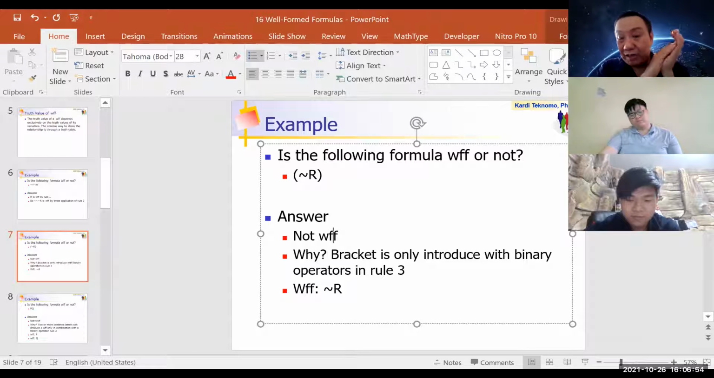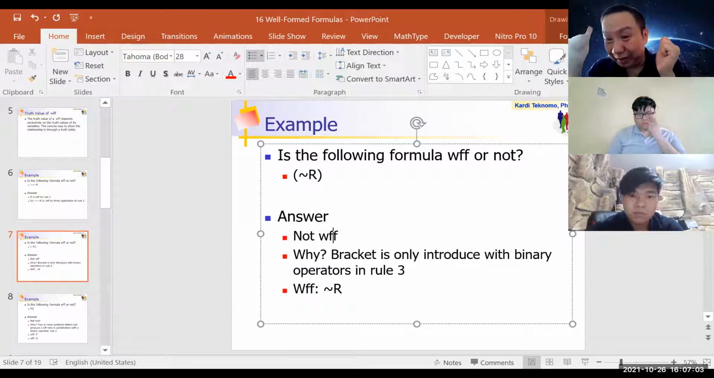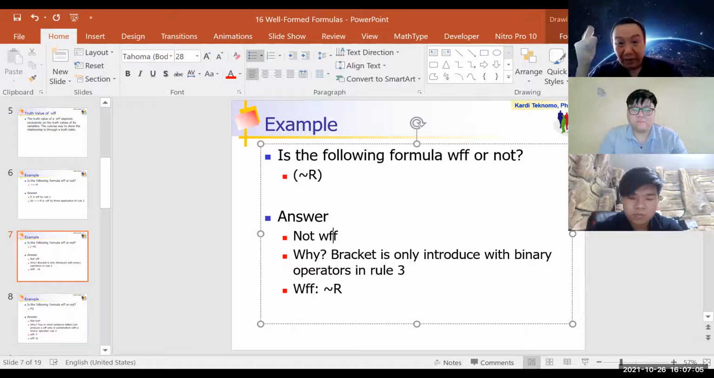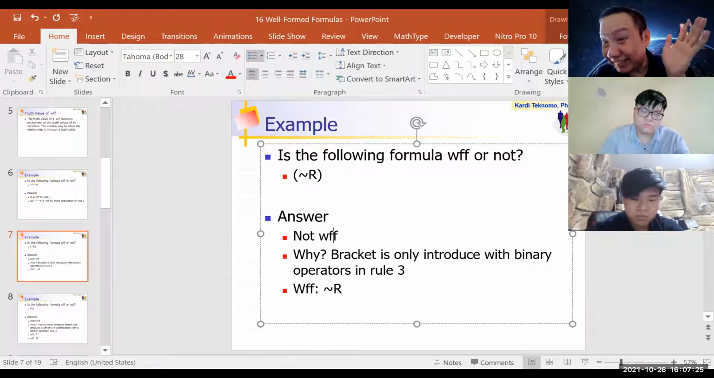Why is this not a WFF? Because of the bracket. So WFF is very strict. Even with the bracket, you need to check. The bracket is only introduced with the binary operator in rule 3, not with rule 2, which is only not, isn't it? So the WFF must be not R without the parenthesis. Clear, yeah?